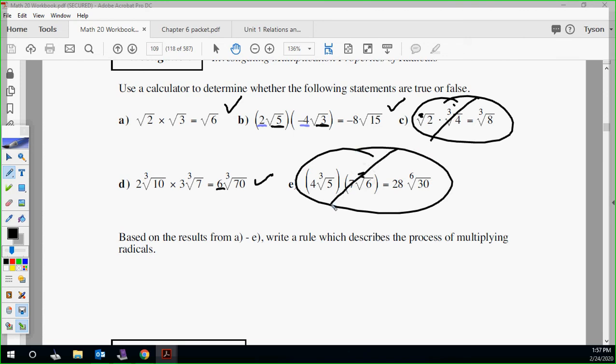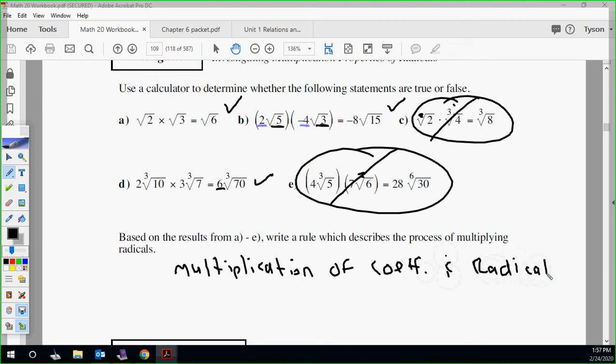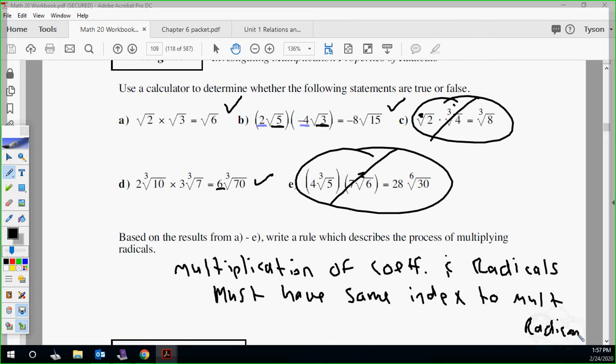So based on the results, write a rule. Multiplication of coefficients and radicals must have the same index to multiply radicands. Okay, you can put that in your own words too. You don't have to copy down what I put down.